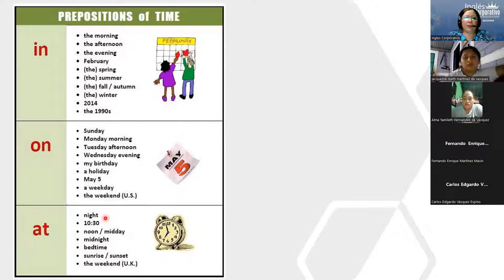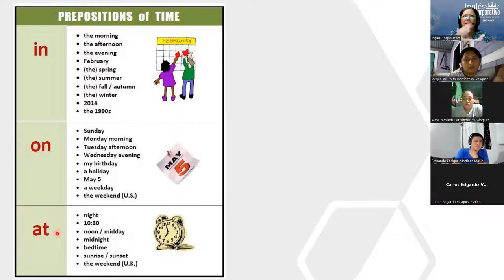Bien, vamos a ver. De ahí tenemos, con at, esto es para un tiempo específico. Okay? Esto es para un tiempo específico, es decir, horas y tiempos ya determinados, programados, ¿verdad? Como ya está estipulado que a esa hora. Ahí es cuando usamos at. Entonces, at night. Siempre va a ser at night. Nunca in the night. Nunca on the night. Nunca. At 10:30. At 8:30. At 8 o'clock. Cualquier hora que digamos cuando nos piden la hora es at.